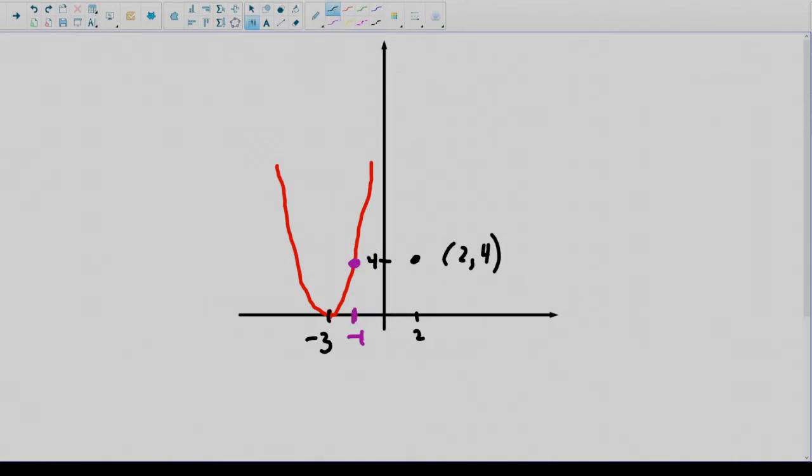So let's look at this with equations. For our original parabola, we had y is equal to x squared. We subbed in 2 for x, and what y value did we get? We got 4. For this red parabola that I've moved over by 3 to the left, I know that if I sub in negative 1, I need to get 4 as my answer.